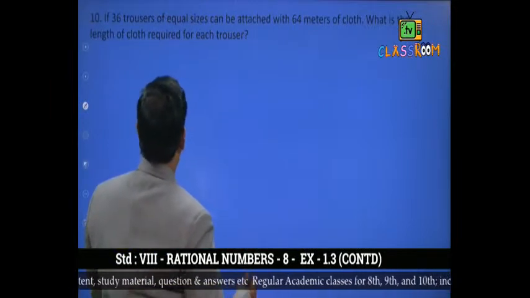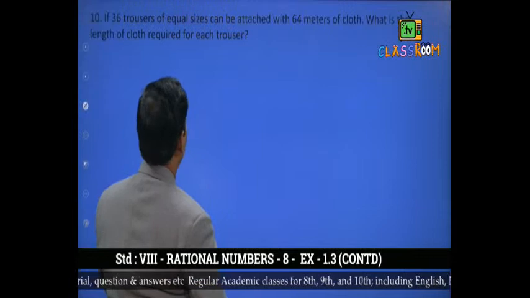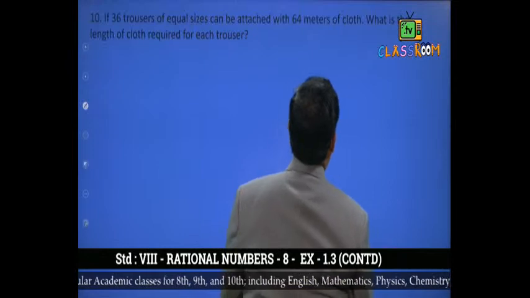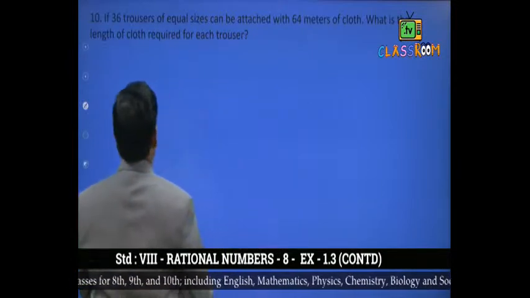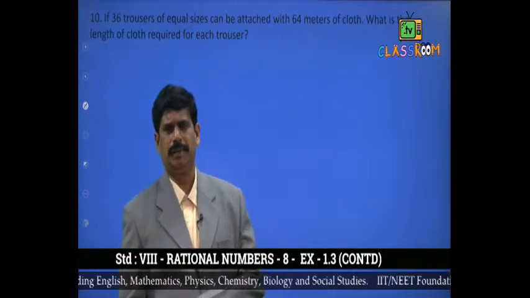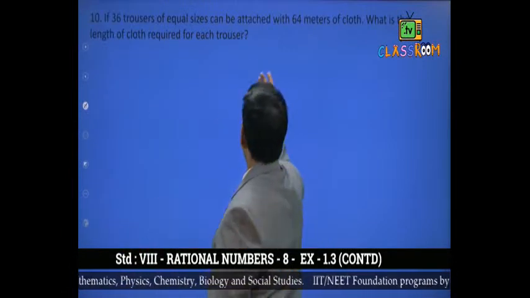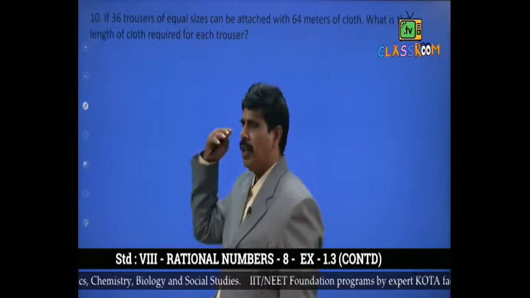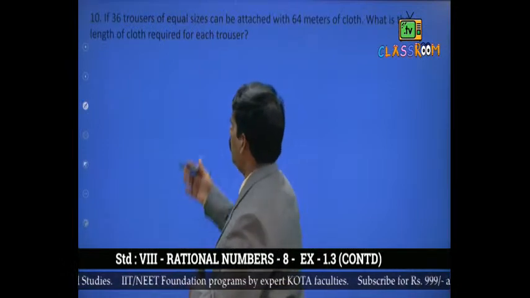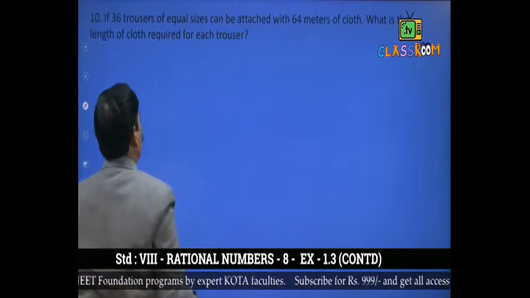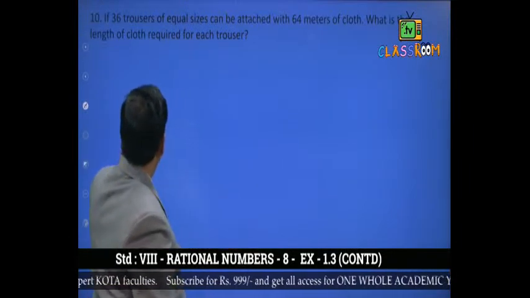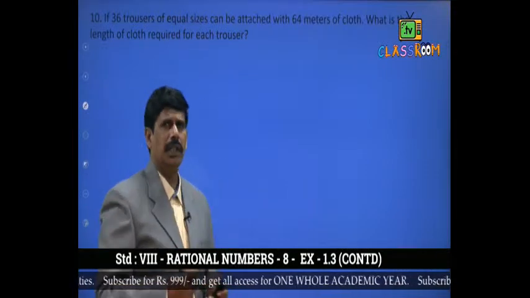If 36 trousers of equal size can be made with 64 meters of cloth, what is the length of the cloth required for each trouser? Similar to unitary method. See, 64 meters of cloth we have. Total cloth available 64 meters. How many trousers? 36 trousers of same size. All the trousers are of same size. Now what is the cloth required for each trouser?